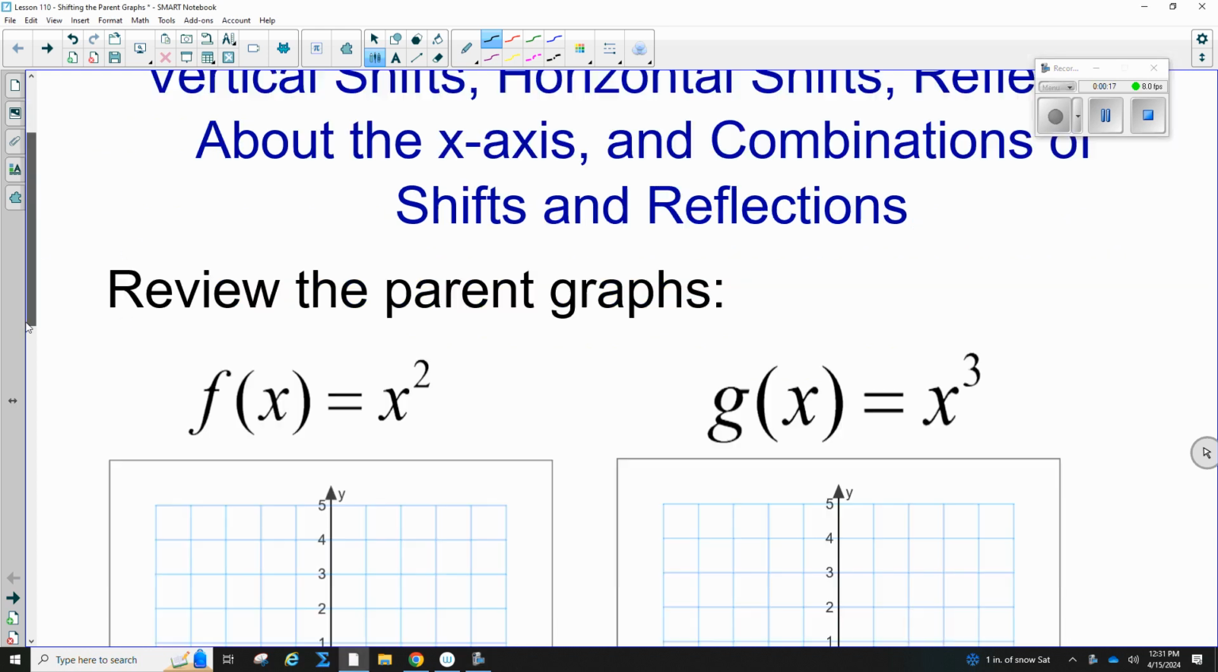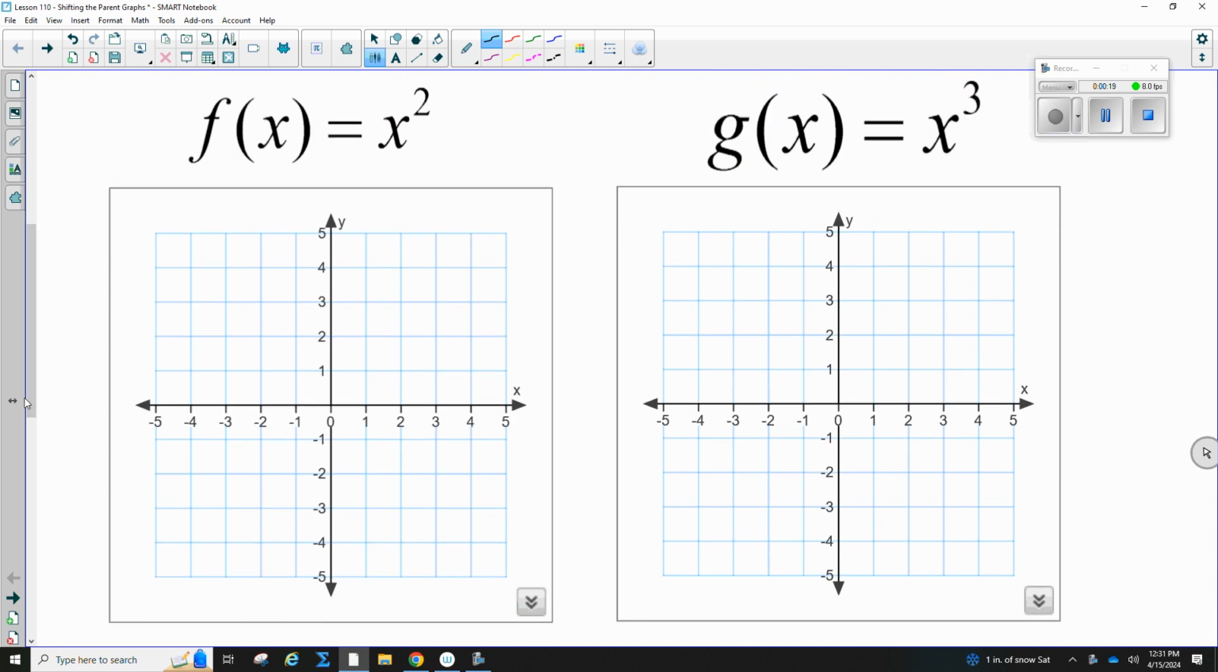So quick review of the parent graphs. A lot of times, you guys, this doesn't have a grid on it. You definitely need a grid now that we're shifting it. Like when you were matching them, there was no grid. You do need to know, for this lovely parabola, that the vertex is at 0, 0, and then it's an upward positive parabola. So there's your x squared graph, okay? Because what's going to shift is this point that's at 0, 0.